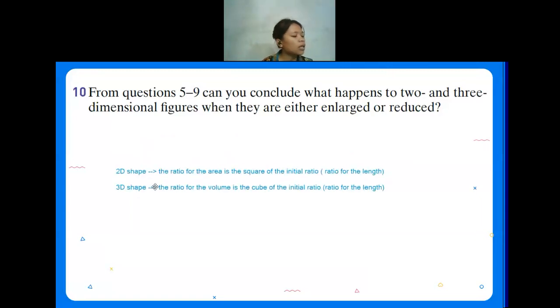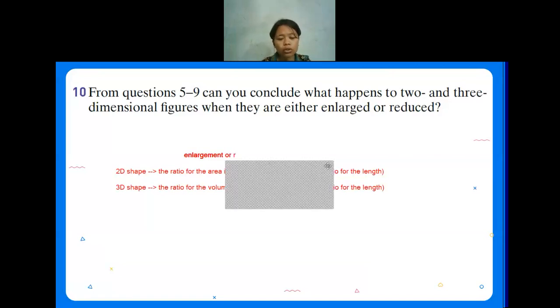Even for question 9, the ratio is 1 to 2. For either enlargement or reduction, if it is a 2D shape and we are going to find the area, the ratio will be the square of it. If it is a 3D shape, the volume ratio will be the cube of the initial ratio. It happens for enlargement or reduction.